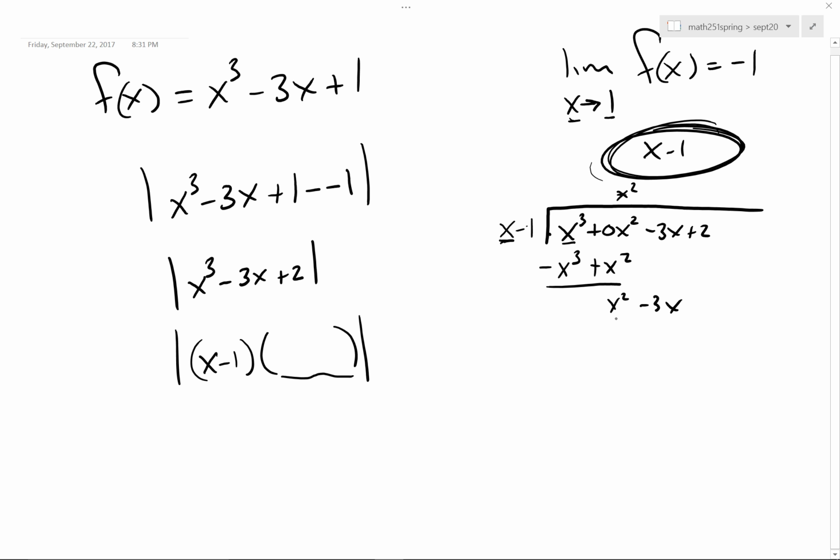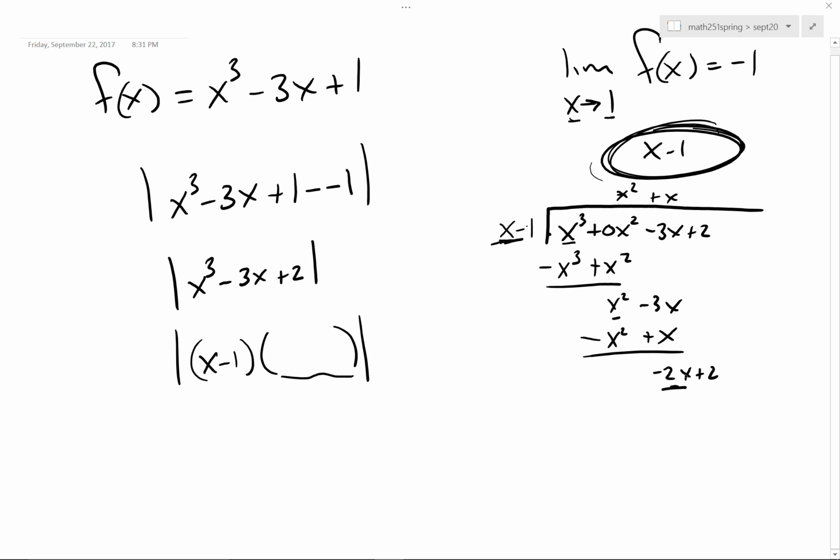How many times is x going to x squared? Why, it goes in x times. X times x is x squared. X times negative 1 is negative x. That becomes negative 2x plus 2.